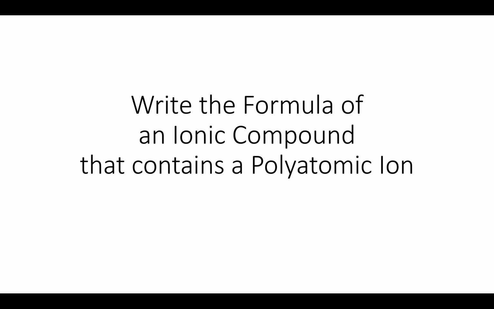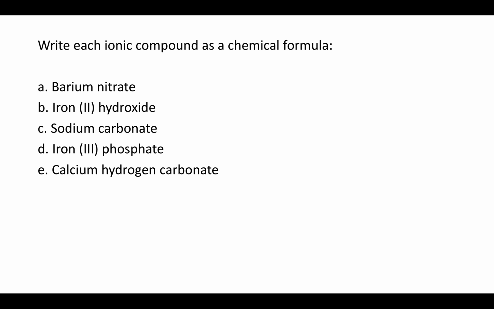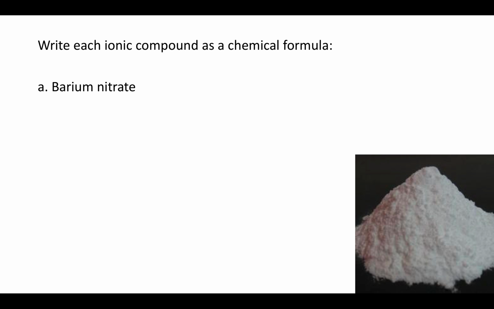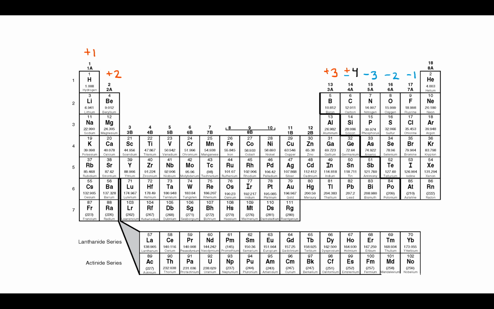Here's some help with how to write the formula of an ionic compound that contains a polyatomic ion. The question says, write each ionic compound as a chemical formula. And the first one they have is barium nitrate. So what we're going to do with these is first write the ions that are combining separately, and then we'll combine them. So first, barium.